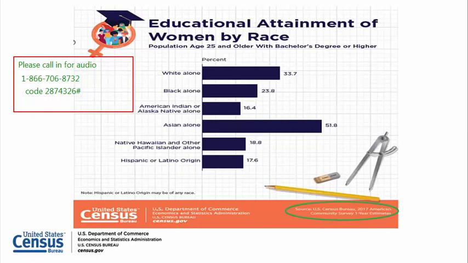So this first infographic that was up on your screen, I put this up there because it comes from the American Community Survey, which is what this is about. It shows educational attainment of women by race. This is the population universe age 25 and older with a bachelor's degree or higher: 33.7% was from the white race, 23.8% from black race, Hispanic or Latino origin 17.6%, and you can see the other data points there as well.